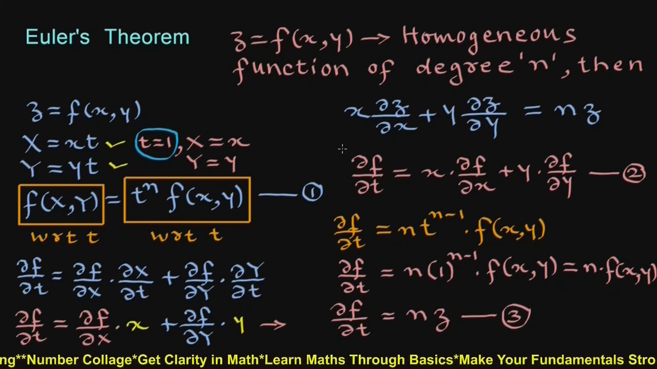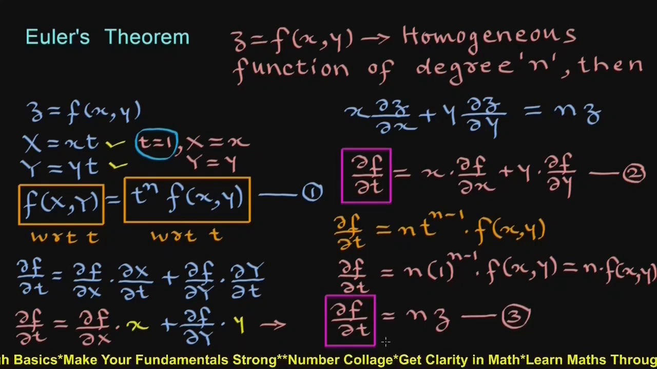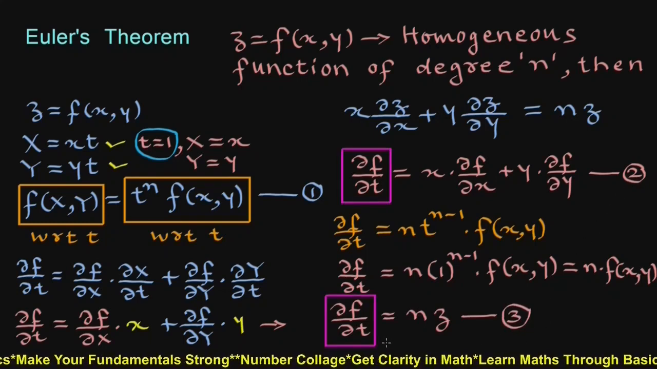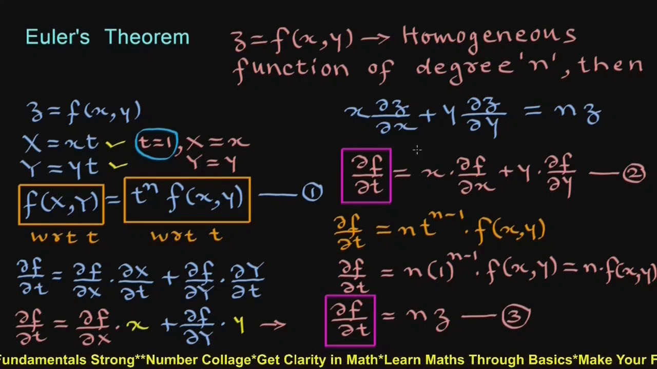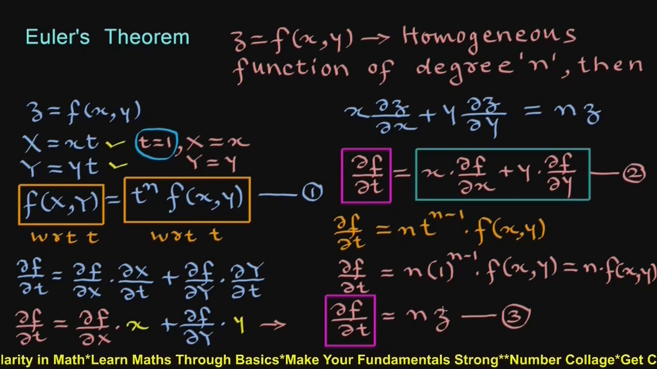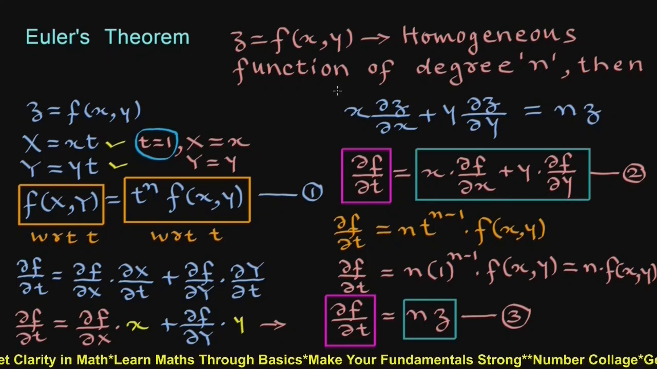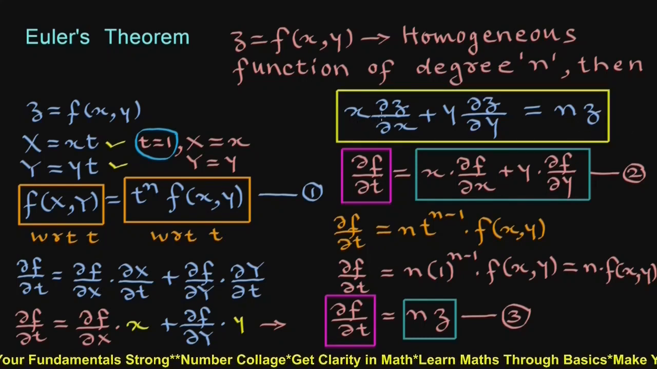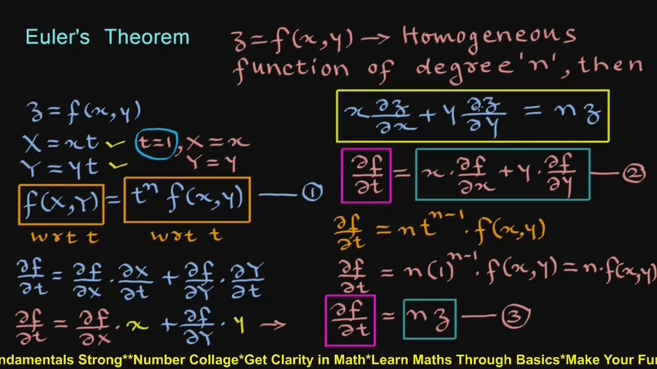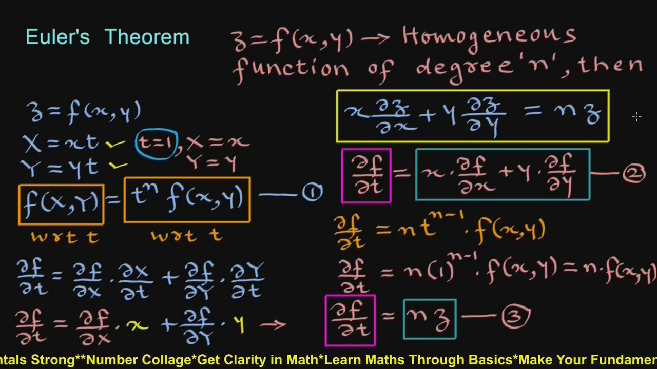Now the left hand side of equation 2 and equation 3 is the same, so we can equate their right hand sides. That gives the expression of Euler's theorem: x ∂z/∂x plus y ∂z/∂y equals nz.